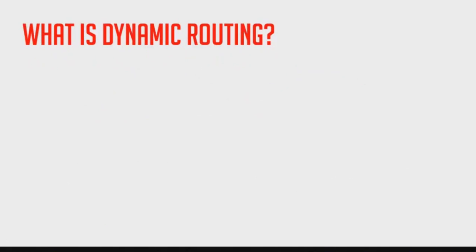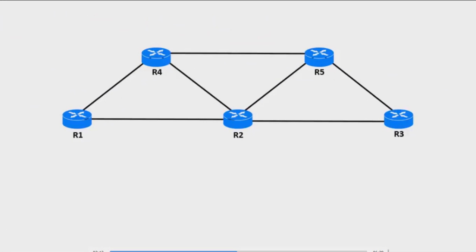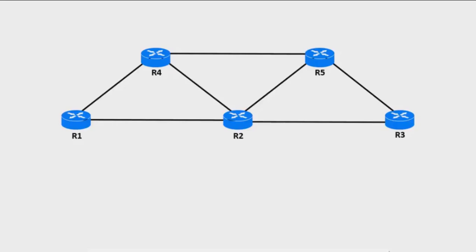Now, what is dynamic routing? Dynamic routing uses a routing protocol for creating a route for the data packets. Here, the router automatically collects and stores dynamic routes in the routing table. For example, there are five routers connected to each other. The administrator is not going to create a static route or a default route for the routers, but instead, the network administrator will assign a routing protocol to all of these routers, and this routing protocol will automatically decide the best route for the data packets.